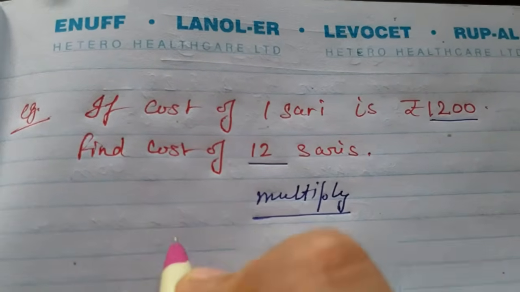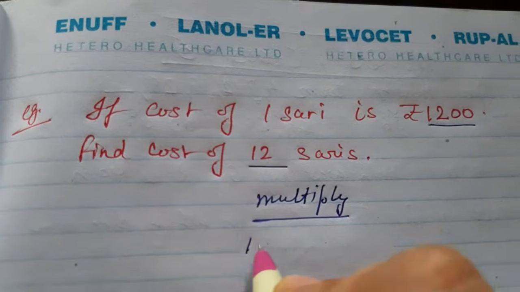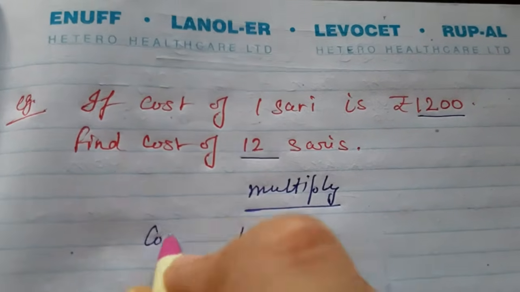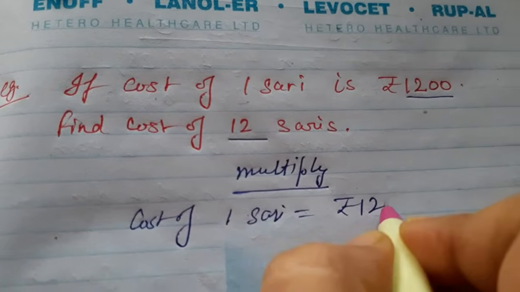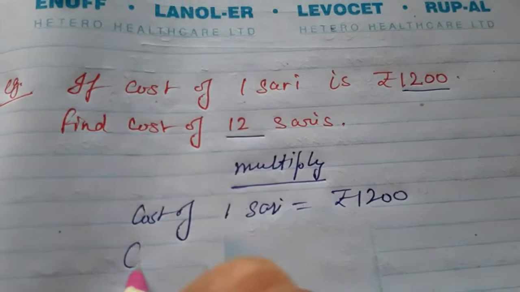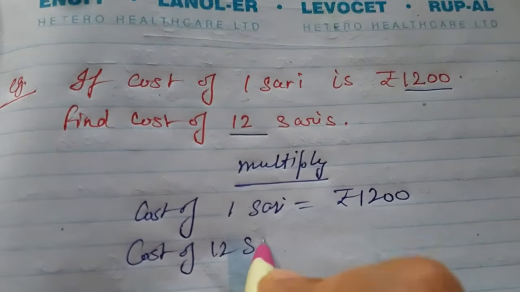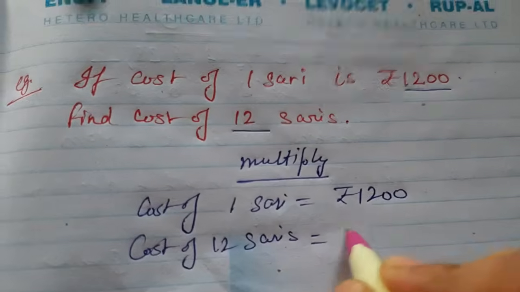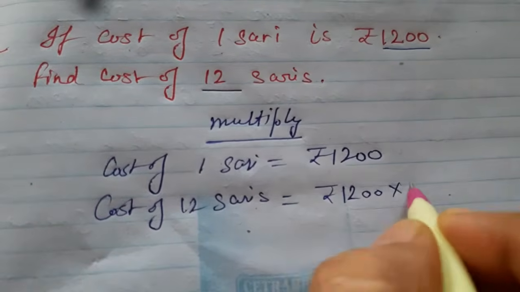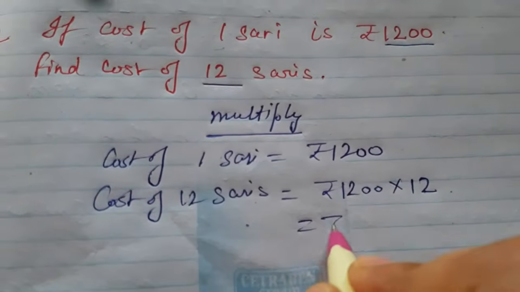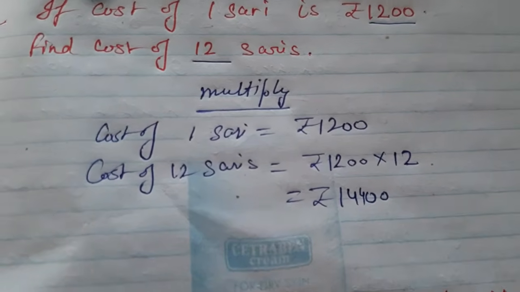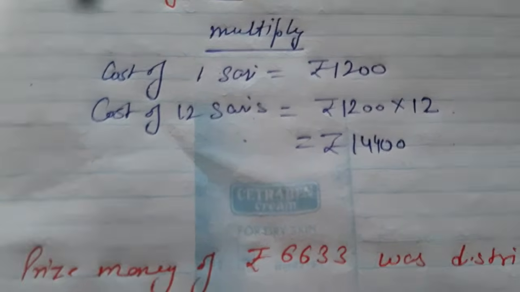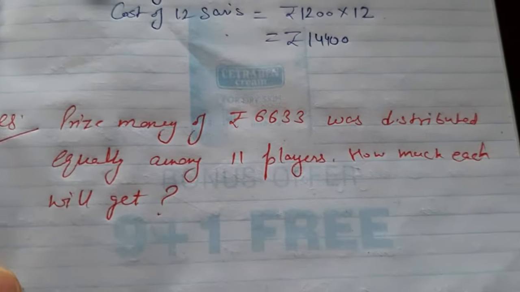Clear? So the cost of one sari is given, that is rupees 1200, and we need the cost of 12 saris. So we have to find for more, then what will we do? We will just multiply it, and the answer comes out to be 14,400. So this was the question of multiplication.